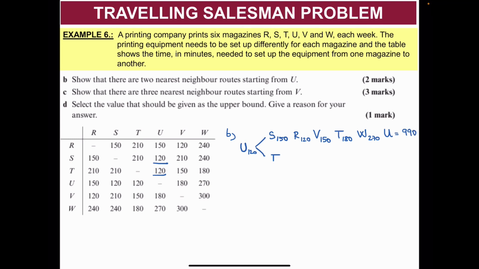And then when I go from T, the next one is 150, which is the shortest. Then from V to R, that's 120. From R to S, it's 150. From S to W, it's 240. And from W to U, it's 270.